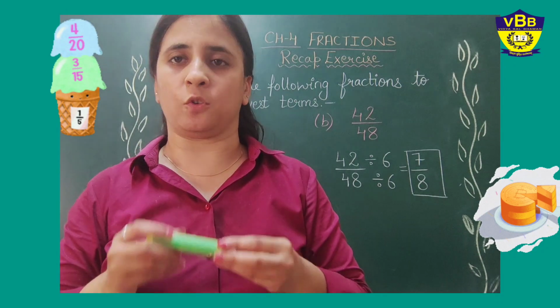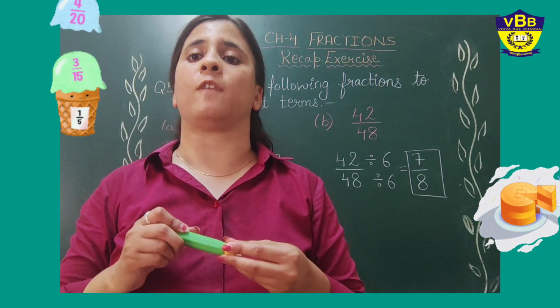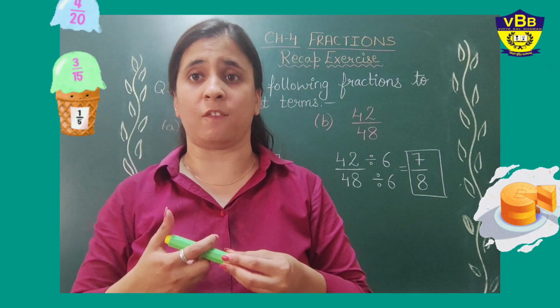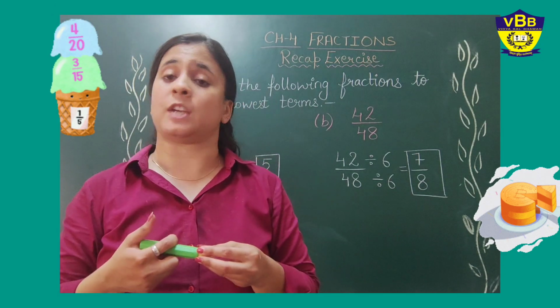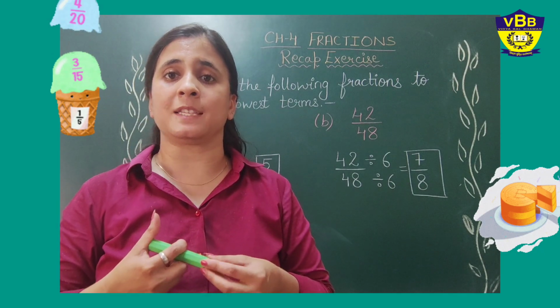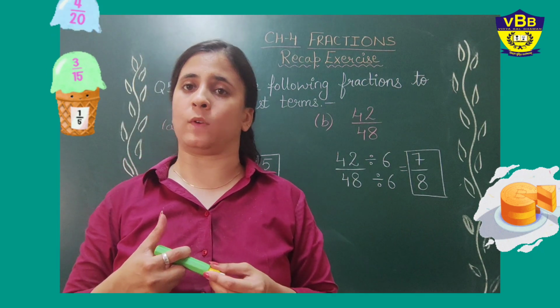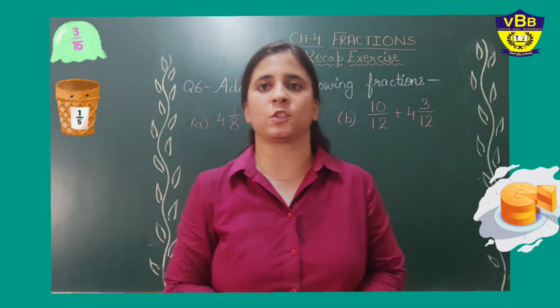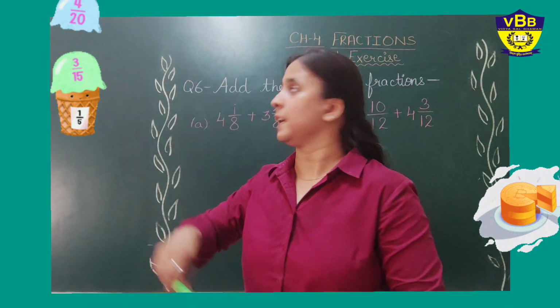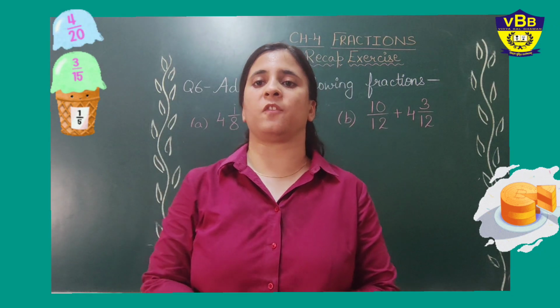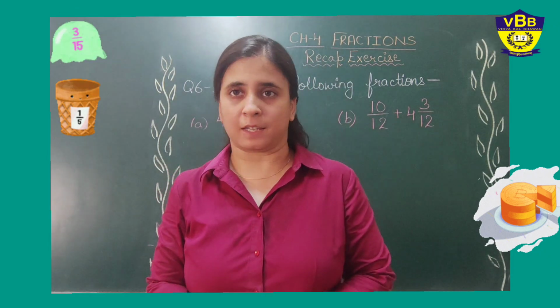Also, you can do one more thing here. You can divide them by their highest common factor, HCF, which we have learned in class in chapter number 3. So, you can use that method also to reduce them into lowest term. Now, let us see our next question. Question number 6. It says, add the following fractions. Some fractions are given and we have to add them.